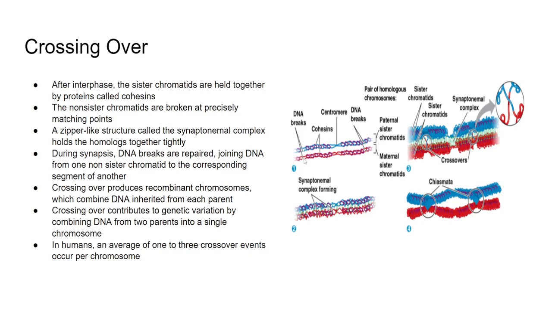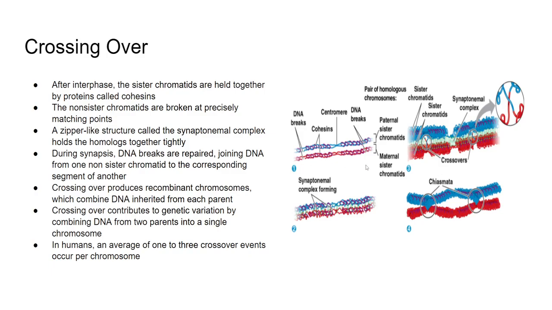And basically, what's going to happen is this thing called the synaptonemal complex is going to start forming, and that's what's going to hold these homologs tightly together. So the maternal and the paternal are referred to as homologous chromosomes. And basically, the DNA breaks are going to be repaired during synapsis, and this is where crossing over happens, right?